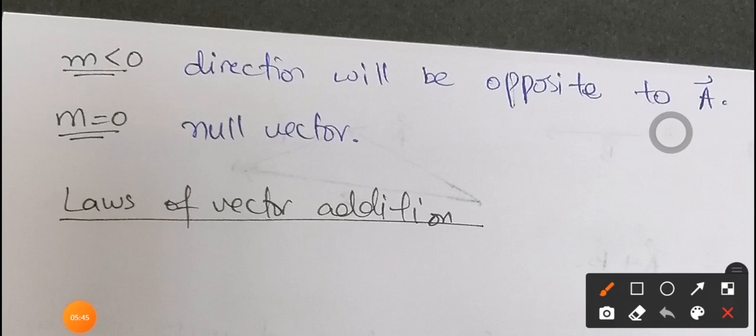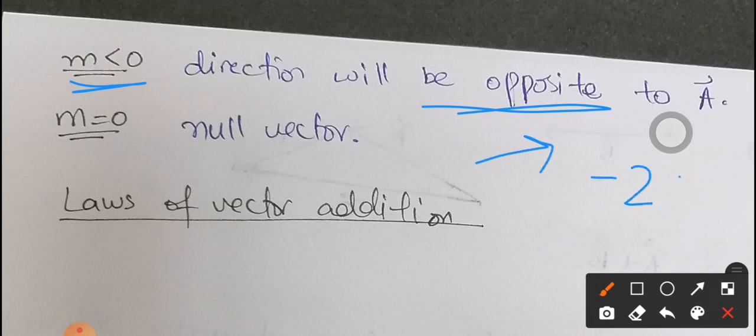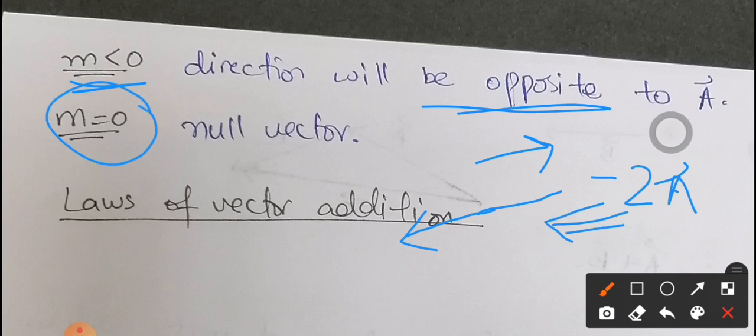Next we have m negative. If m is negative, clearly the direction will be opposite to that of A. For example, if this is A and we find minus 2 times A, the magnitude will be 2 times, here is 1 times and this is 2 times, and the direction will be opposite now. So here is the resultant vector. If m is equal to 0, clearly we are going to have a null vector as the resultant.